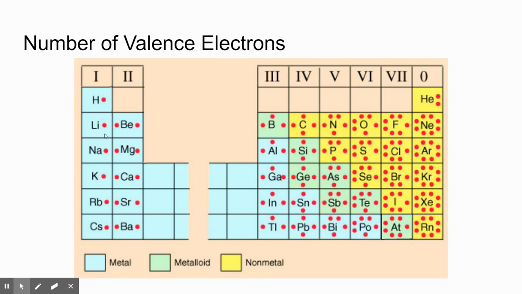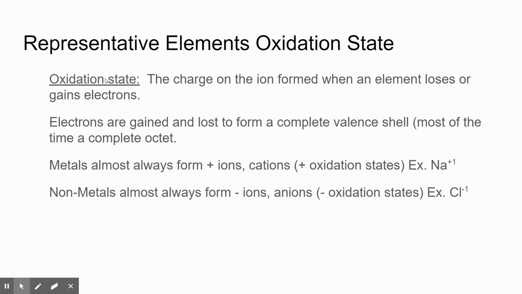Okay, so here's the valence. Again, valence electrons 1, 2, 3, 4, 5, 6, 7, 8. When I was talking about whether they will lose or gain electrons, we call this its oxidation number. So the oxidation state is basically the charge on the ion formed when an element loses or gains electrons. The reason that they're gained or lost is to form a complete valence shell. Most of the time they want a complete octet, so they're going to either lose or gain electrons to form that complete octet.